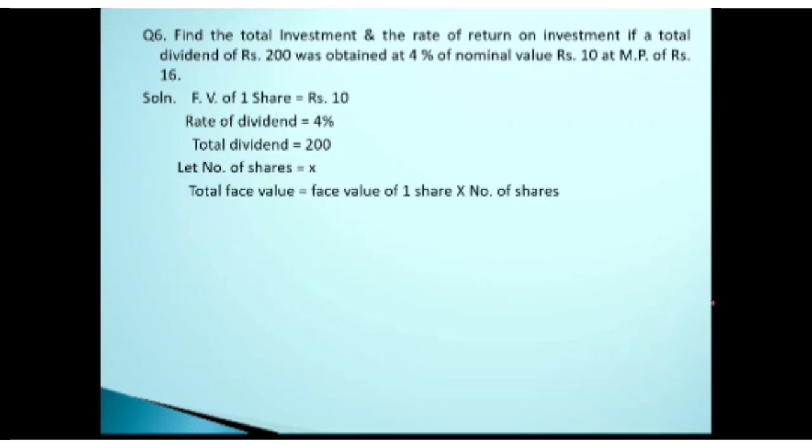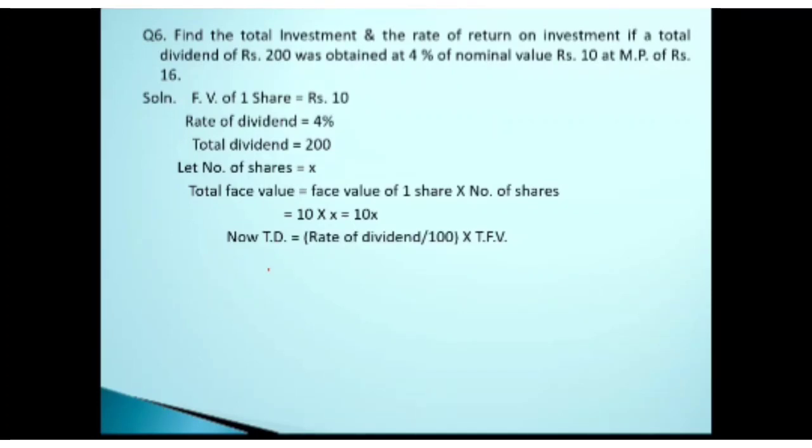So we are first going to get the total face value, and that will be the face value of one share multiplied by the number of shares. So 10 into X, and that will make it 10X. All right, that is the next step. Then we are going to apply the formula of total dividend. From here you will get the X value, and that will represent your number of shares. So I am just doing the calculation and showing it to you all.